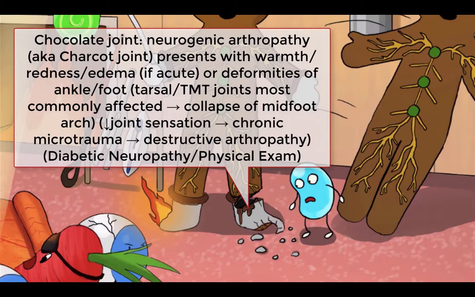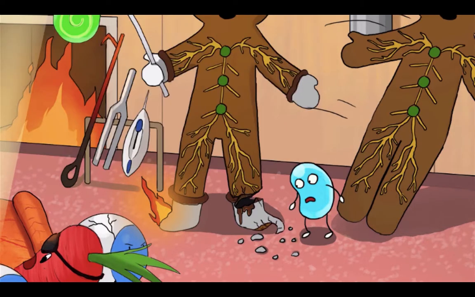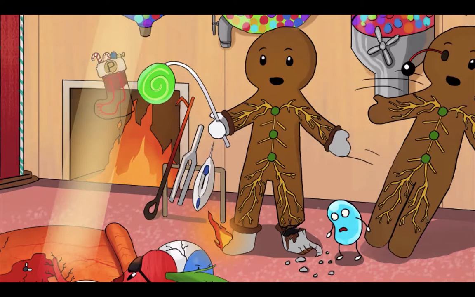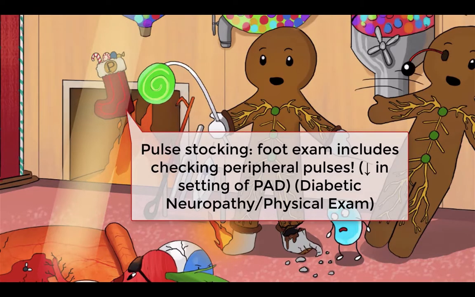The tarsal and tarsometatarsal joints are most frequently involved, resulting in collapse of the arch of the midfoot. The metatarsophalangeal joints and ankle are also commonly affected. Bony deformities predispose patients to ulcer development. The comprehensive foot exam should also include a vascular assessment. This includes palpation of foot pulses, which will be decreased in the setting of peripheral artery disease.